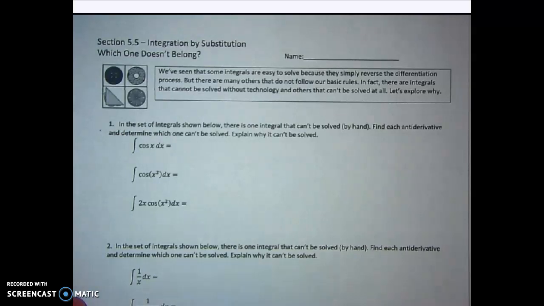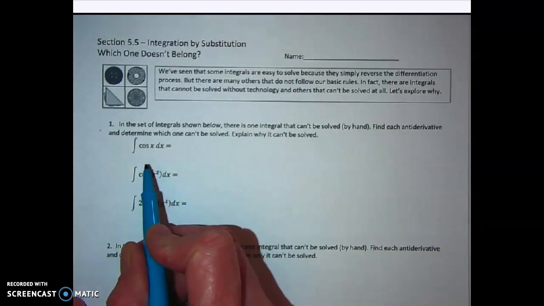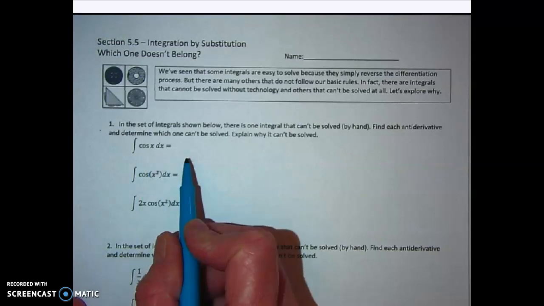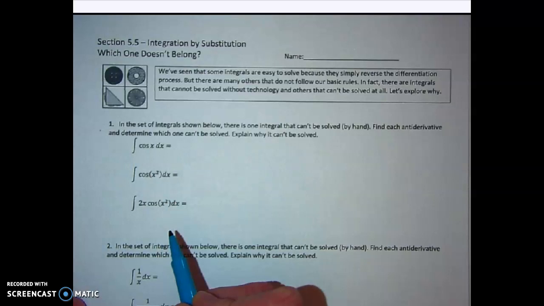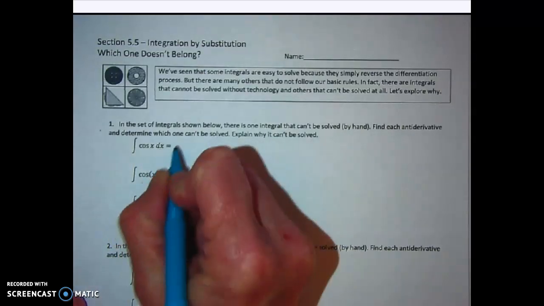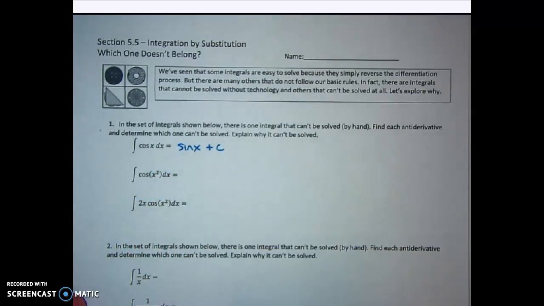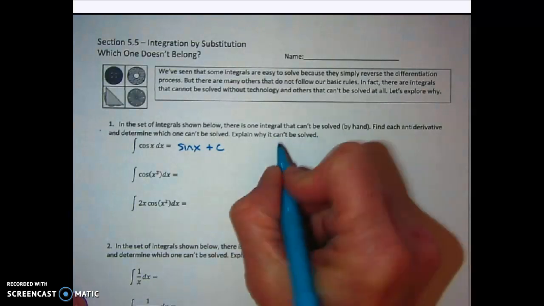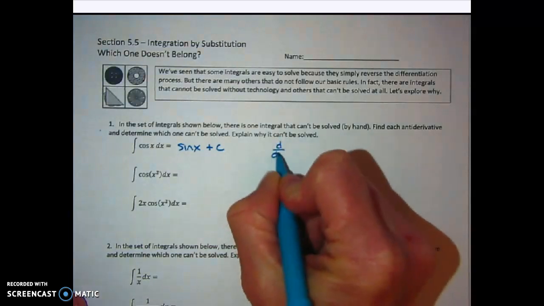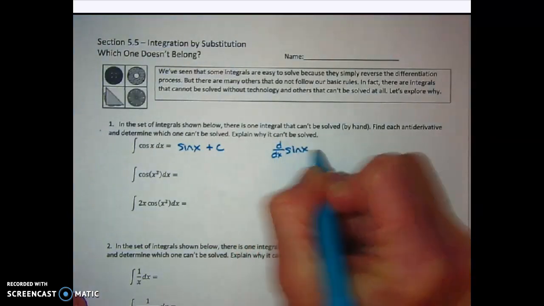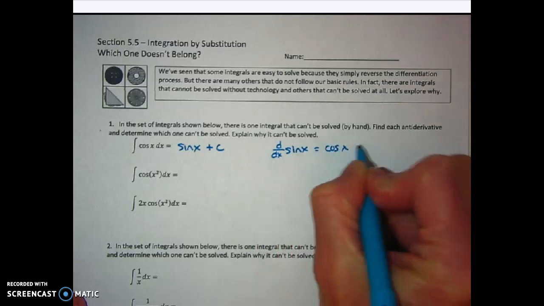solved. So let's remember that if I find the antiderivative, I can check my antiderivative by taking the derivative, and I should end up with cosine. So what can I take the derivative of that's cosine? The sine of x plus c. And if you look at this, the derivative with respect to x of the sine of x is the cosine of x.